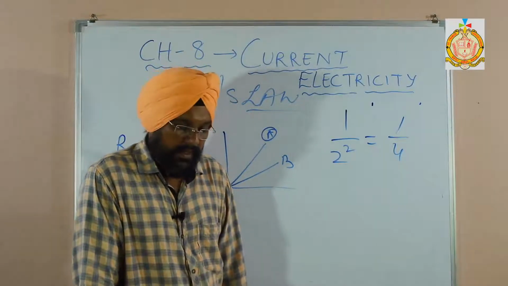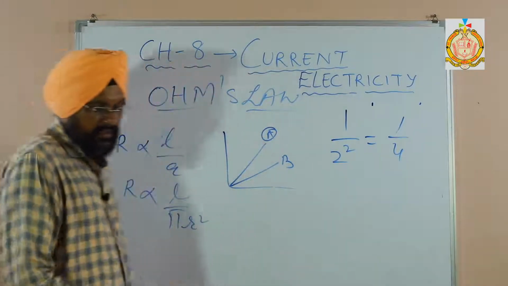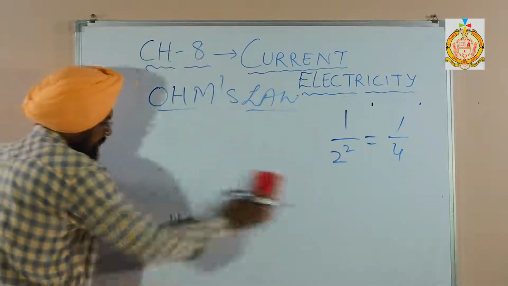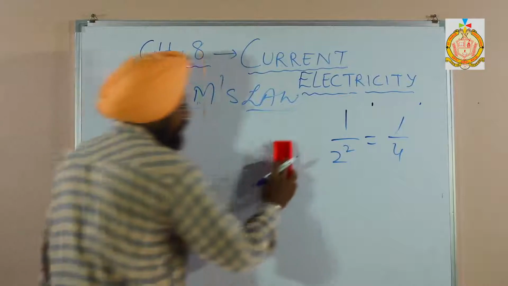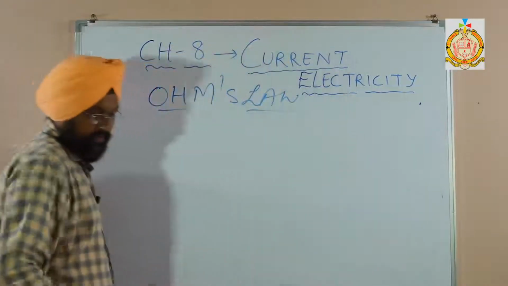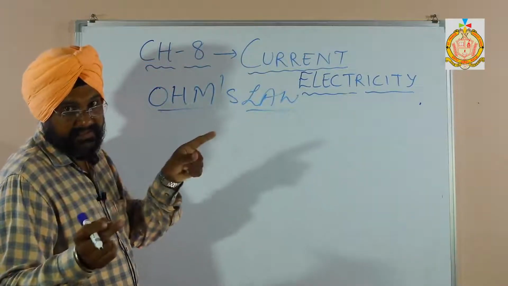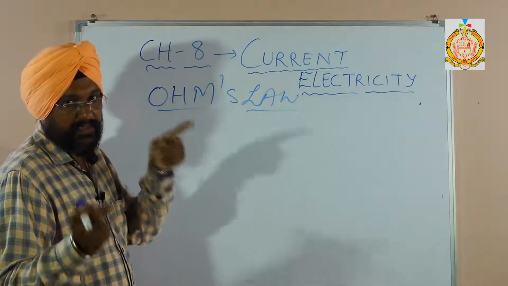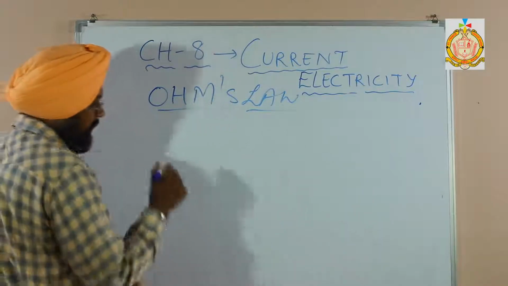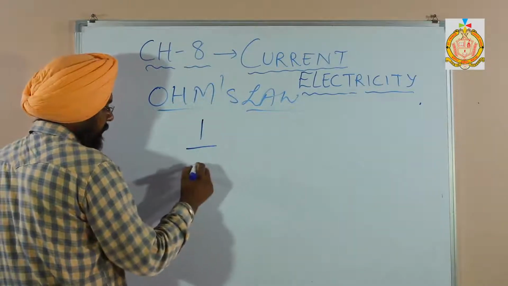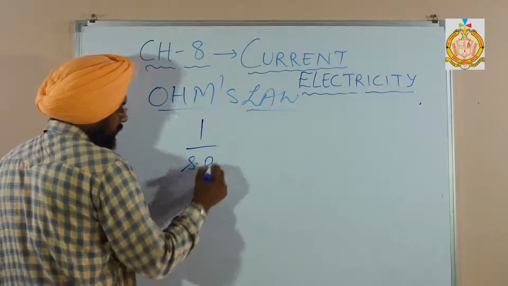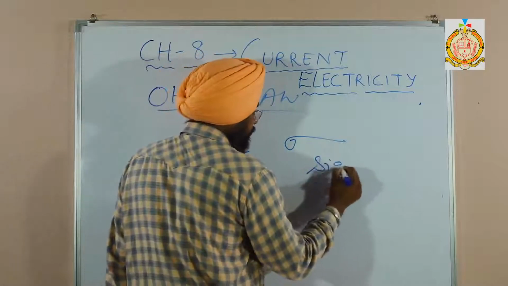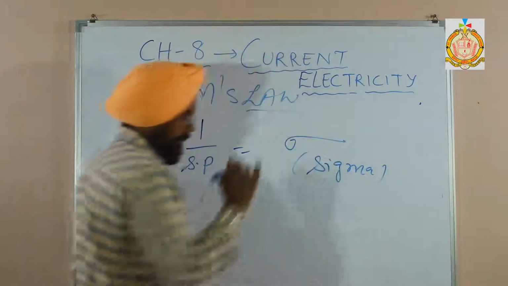Now comes conductivity. Conductivity is the reciprocal of the specific resistance, just as conductance is the reciprocal of the resistance. Conductance is the reciprocal of the resistance, and conductivity is the reciprocal of the specific resistance. It is denoted by the symbol sigma.